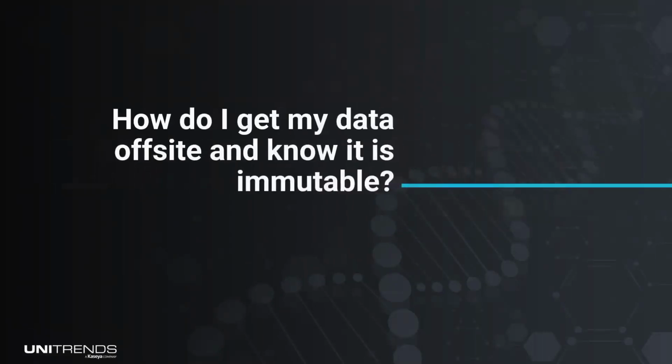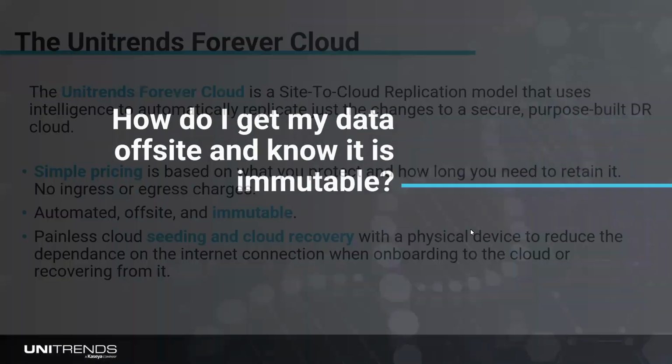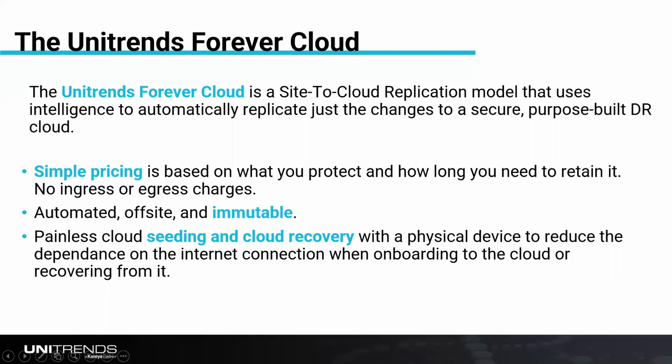How do I get my data offsite and know it is immutable? The answer lives in the Unitrends Forever Cloud. The Unitrends Forever Cloud is a site-to-cloud replication model that uses intelligence to automatically replicate just the changes to a secure, purpose-built DR cloud. It provides simple pricing based on what you protect and how long you need to retain it, no ingress or egress charges.